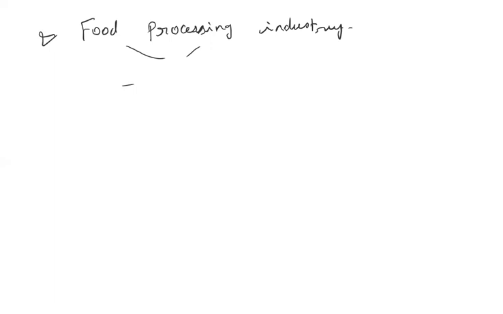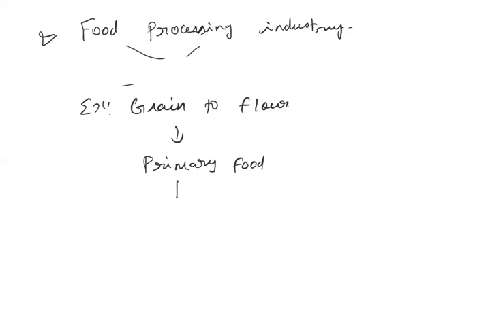This is one type of industry in the agricultural sector which is gaining lots and lots of importance currently. Okay, so for example, you have to convert the grain to flour. Here also there are different types. This comes under the primary food processing industry.